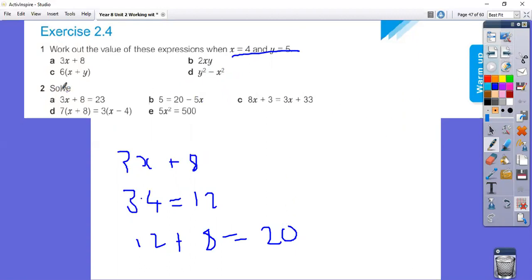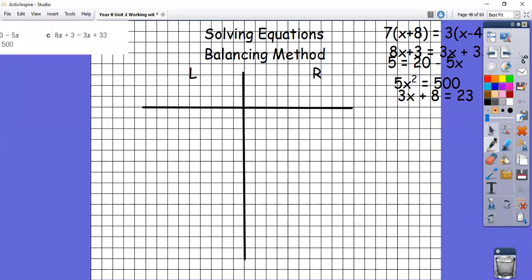We're now going to look at the second warm-up question, which is to solve. Again, I think this is a topic we've not done that much previously, so I'm going to spend a bit of time teaching you how to solve equations. I prefer using the balancing method. If you have your own method to solve these kinds of questions, please do that. So, solve equations using the balancing method.